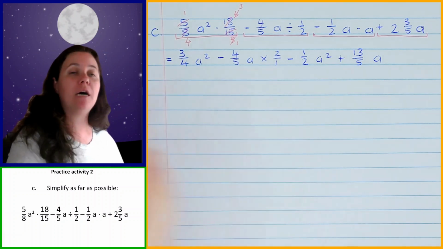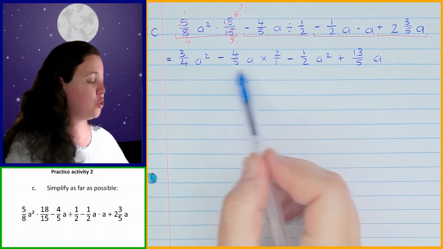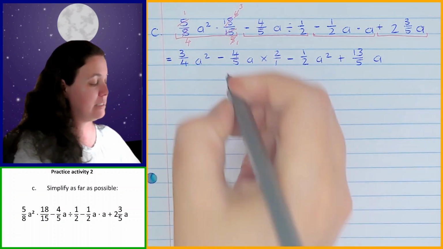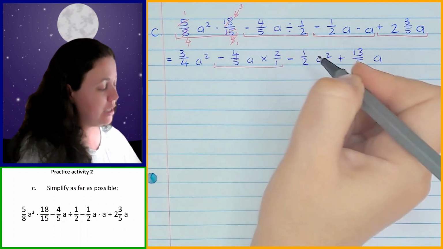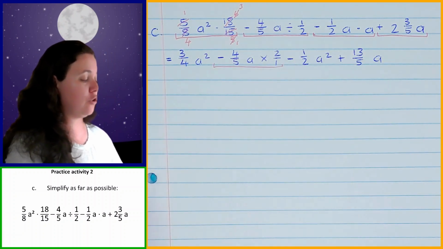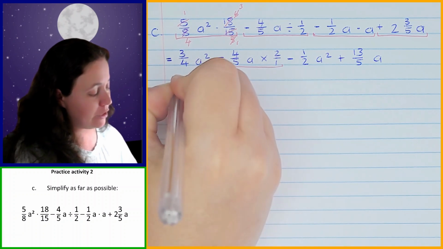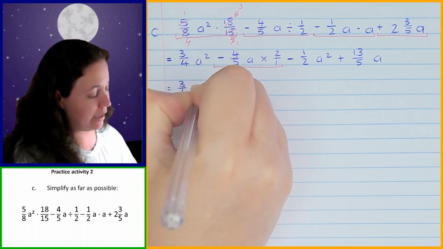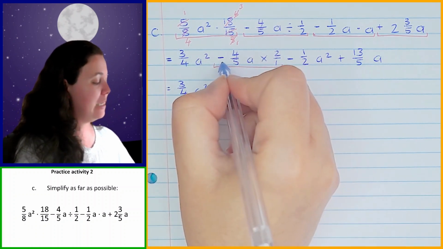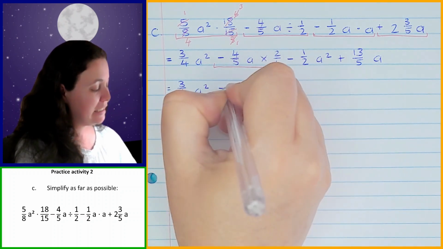Okay. So now I still need to go and simplify this term over here. I'm not done with this term yet. The other terms I'm done with, but that term I'm not done with. So I need to go and simplify that. So I've got 3 over 4a squared. Then over here I have negative times a positive is negative.